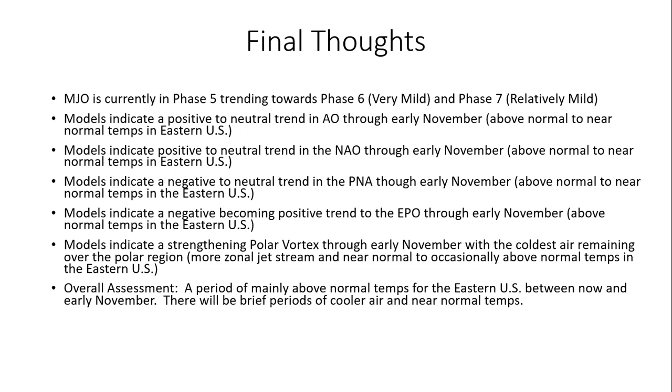And finally, the models are indicating a strengthening polar vortex through early November, with the coldest air remaining over the polar region, with a more zonal jet stream configuration and near normal. We'll see occasional above normal temperatures in the eastern U.S. So the overall assessment from Spot On Weather, based on the teleconnections, taking a really in-depth look at them for today, Friday, October 23rd, it's going to be a period of mainly above normal temperatures for the eastern U.S. between now and early November.